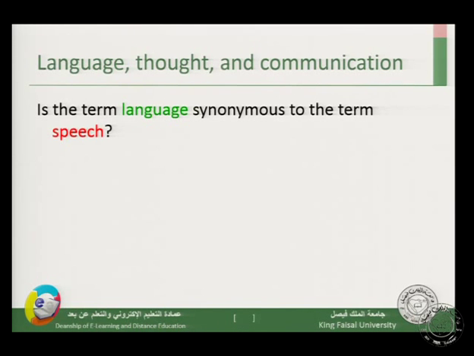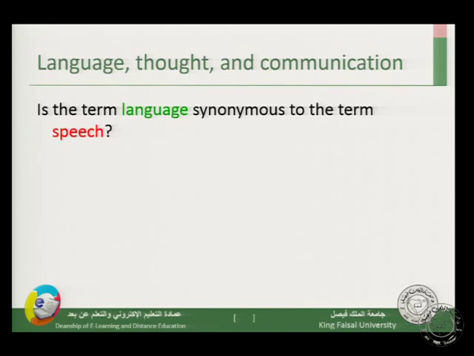Let's start with this question: is the term language synonymous to the term speech? First, let's explain what this question means. We have two terms in this question. The first is language. For example, Arabic, English, Spanish. These are languages. Is the term language synonymous, does it have the same meaning, to the term speech?